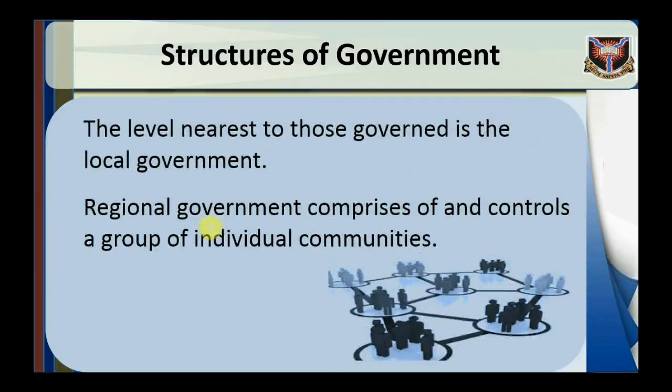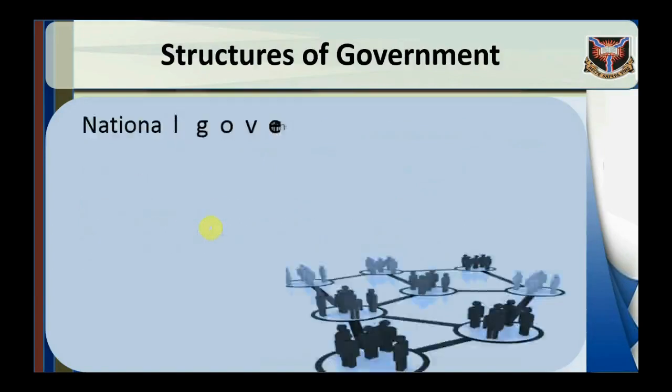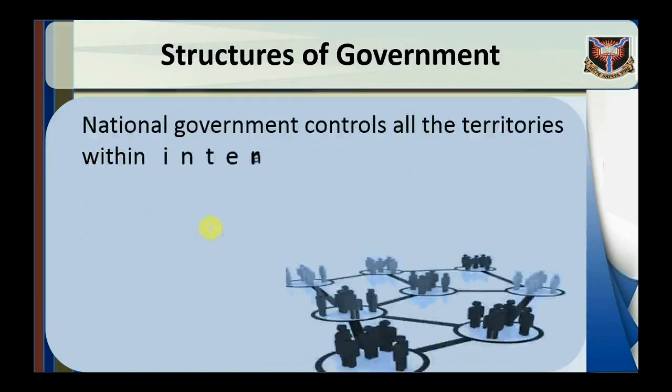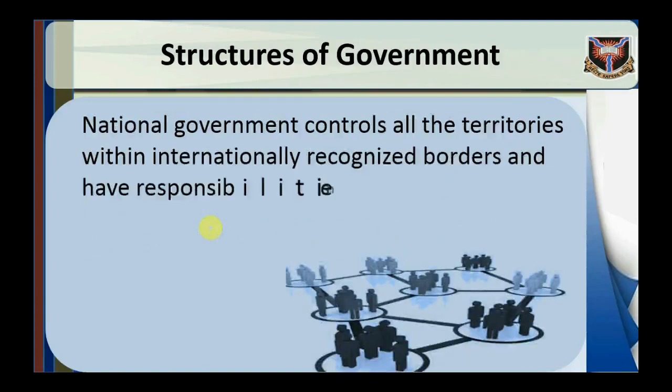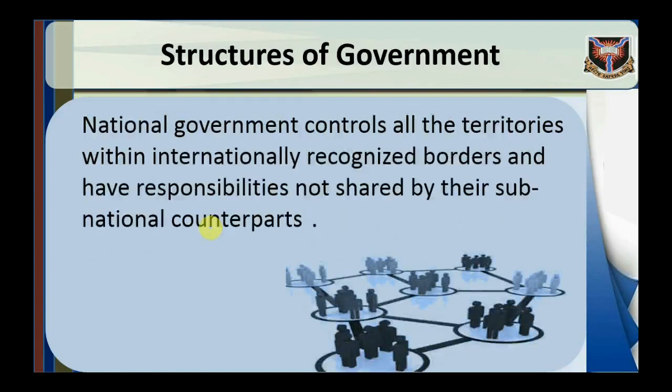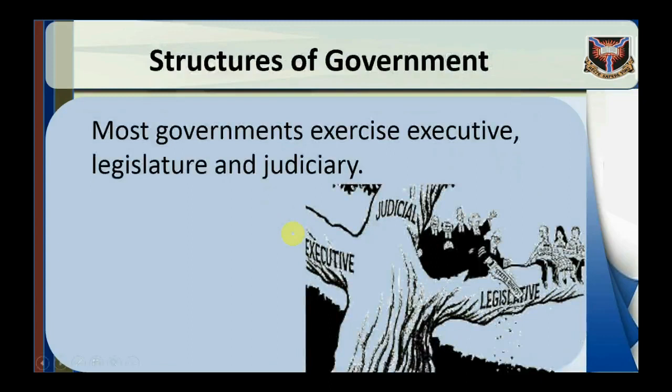Regional government comprises a group of individual communities. National government nominally controls all the territory within internationally recognized borders and has responsibilities not shared by its subnational counterparts. Most governments exercise executive, legislature, and judiciary.